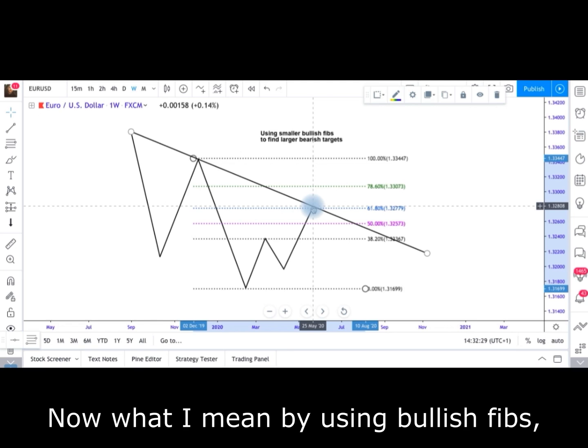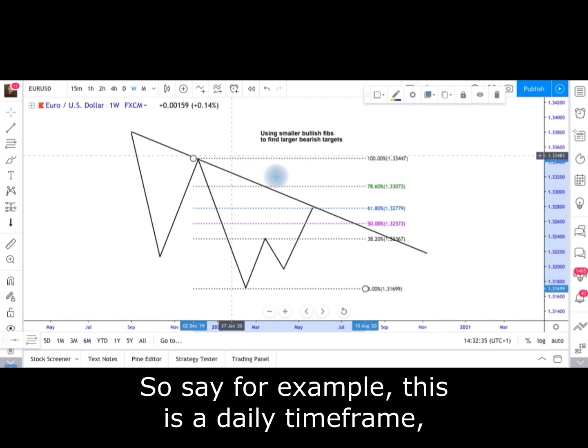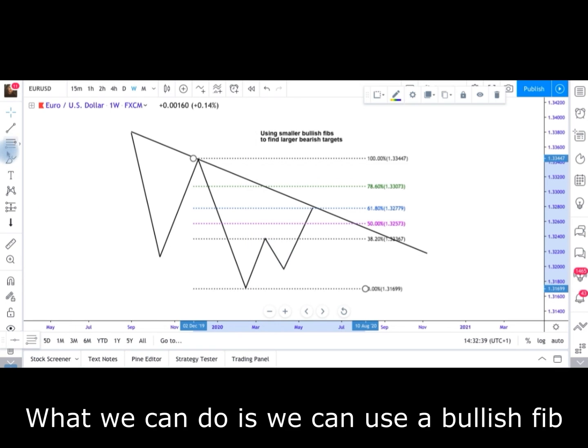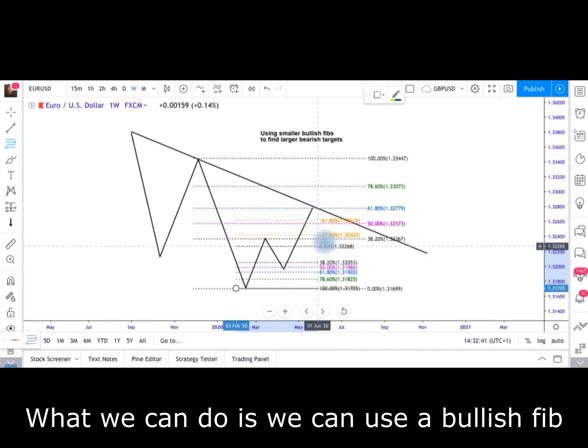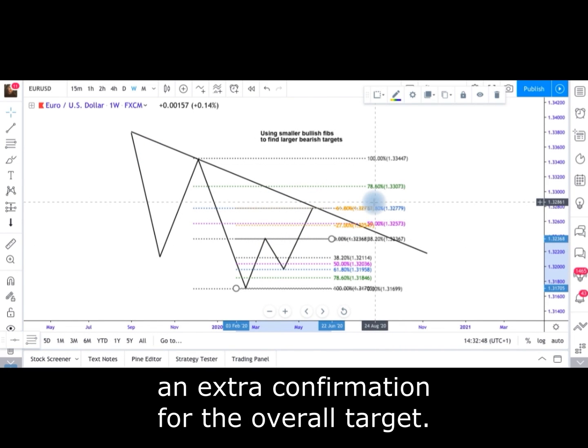Now, what I mean is using bullish fibs, smaller bullish fibs, or maybe the smaller time frames. So say for example this is a daily time frame, this would be maybe a 4-hour fib. What we can do is use a bullish fib within a bearish fib to try and find an extra confirmation for the overall target.